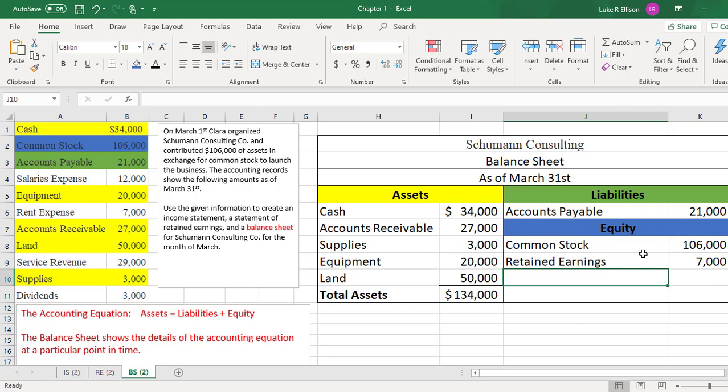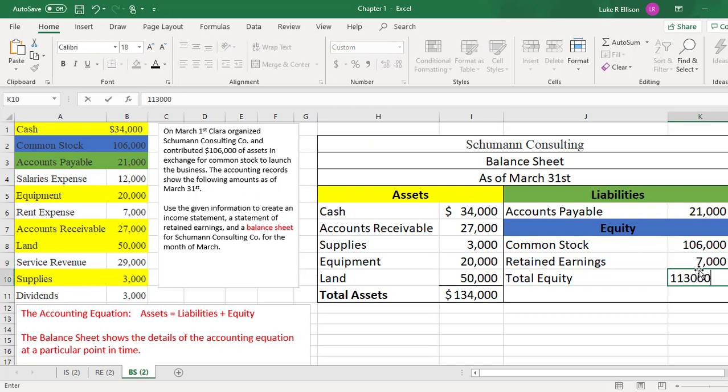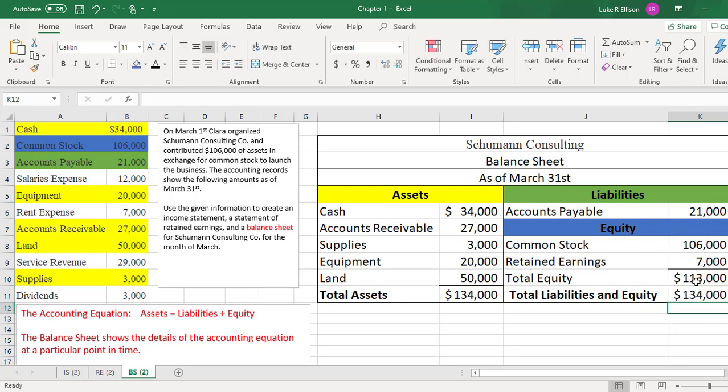All right, now that we have all of our equity, we can total that up. So that's 106,000 plus 7,000. That's 113,000. And then finally, we can total up the liabilities and the equity together. So we have a line total liabilities and equity. And that's going to be 113,000 plus 21,000. That's $134,000. So this is good news because our assets do match our liabilities and equity. That means that the accounting equation has been satisfied.